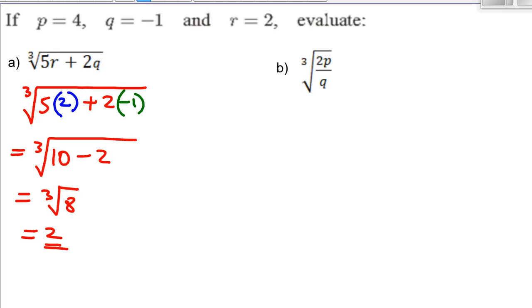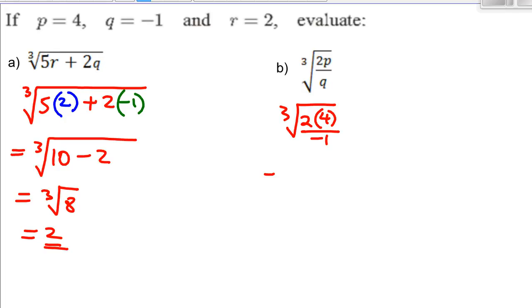Now I can say I have cube root of 2p over q. So use the same process, cube root of 2, and substitute what p is, or p is 4, sorry. So let's start again, cube root of 2, substitute whatever p is, which is 4, over q, which is -1.